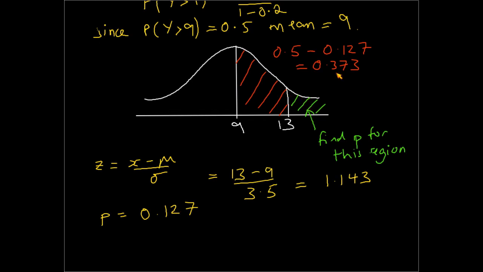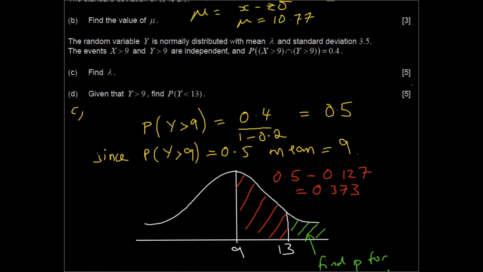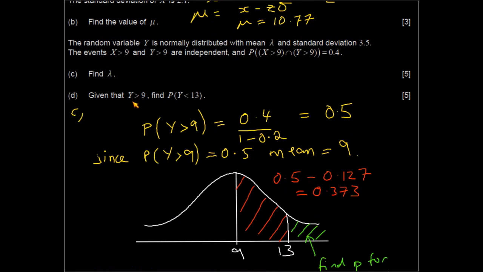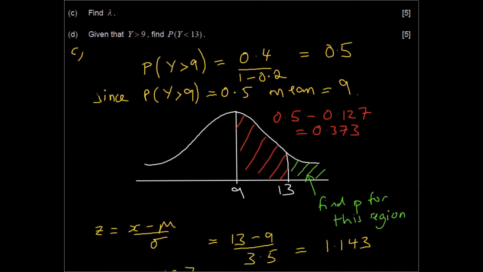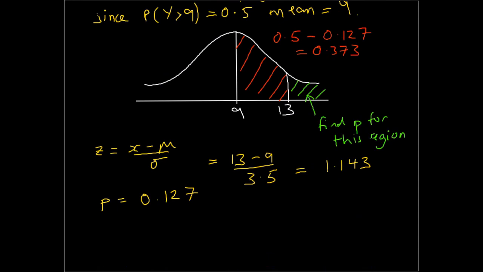Right, once we know the probability of it being within this region here, we can then say that it says given that y is greater than 9, find the probability it's less than 13. So the probability it lies between 9 and 13 is this one, but we already know it's greater than 9, so we already know that it's within this 50%, so we can ignore this 50%. So we want to know what's the chance of it being 0.373 out of 0.5. So the answer will be, let's change my pen back to yellow.